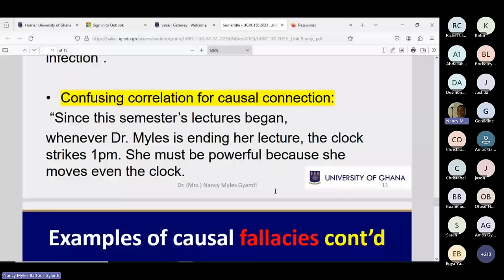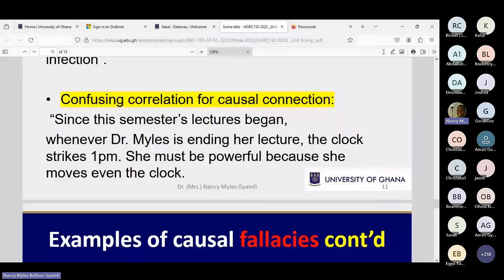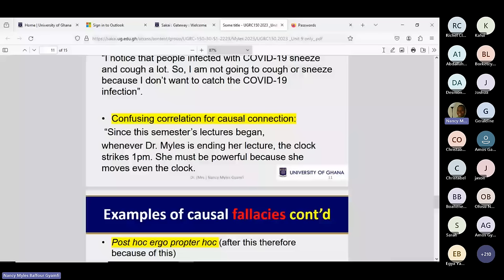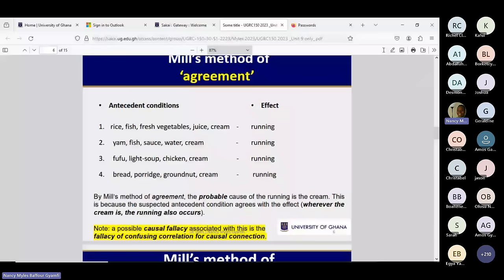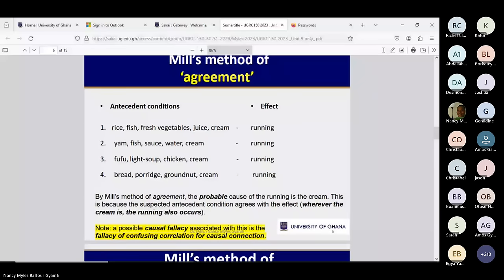Very good. And that could happen when you are diagnosing causes based on what? Agreement. What is the method of agreement? They have different meals except one that they have in common. And so the effect is also what? One, running through. So we say that it agrees. There's an antecedent condition that agrees in all of them, and therefore the effect also agrees, the method of agreement.